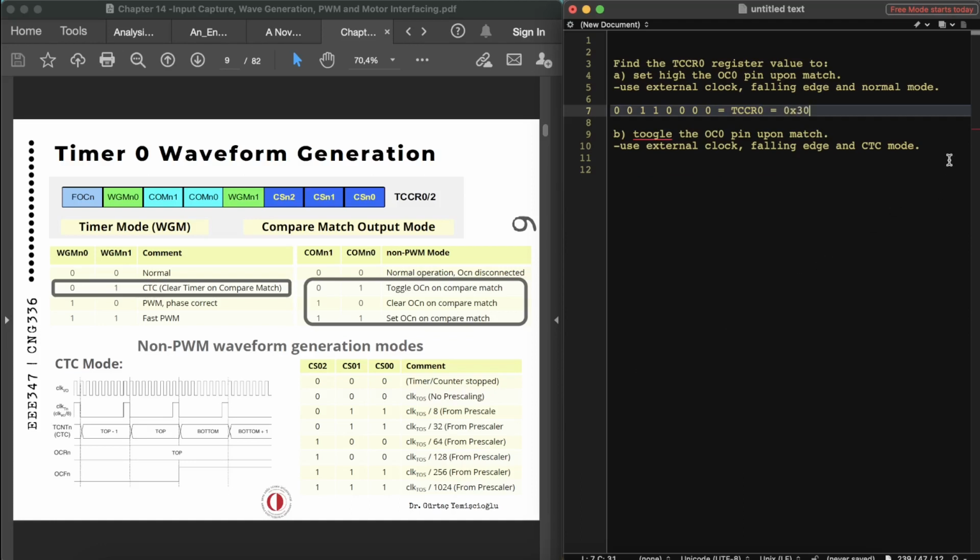And the second part, part B, is again force output compare 0. For the WGM modes, it's going to be CTC, so 0 is the first one. The COM bits have to toggle, so 0 and 1. And WGM01 is going to be 1 because this one is 1 over here. Then external clock falling edge, so it's again no prescaling. So we are going to get TCCR0 as 0x18. This is how we can set these registers according to the specifications given to us.